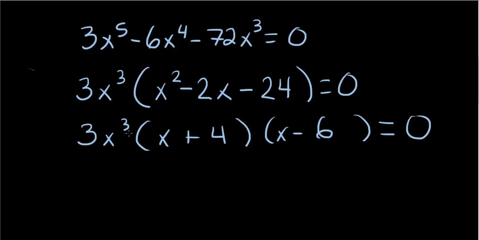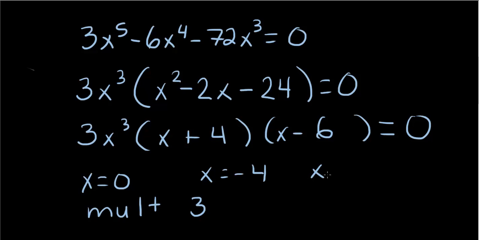So then this represents 3 x's, so it's x equals 0 with a multiplicity of 3. And then we have x equals negative 4 and x equals 6. And that will be the answer.